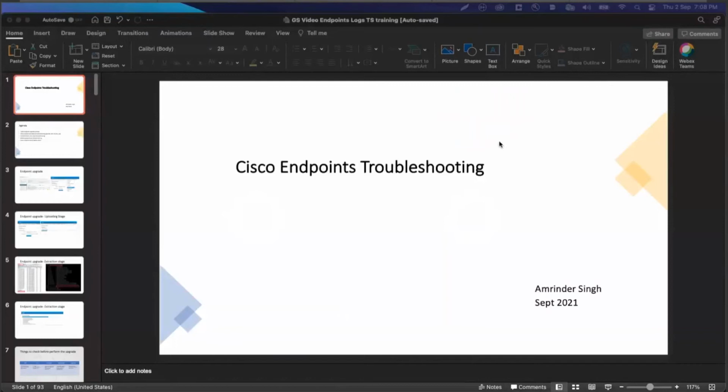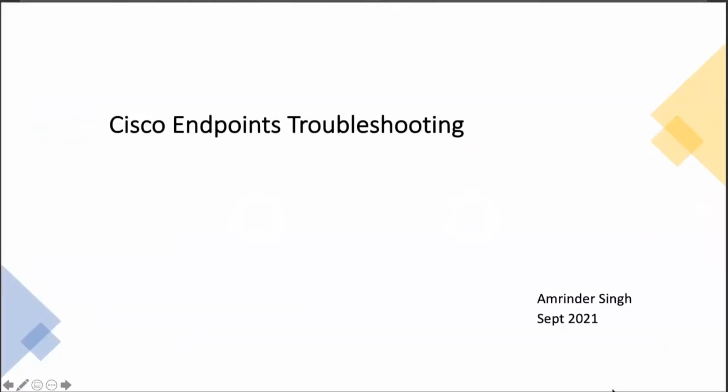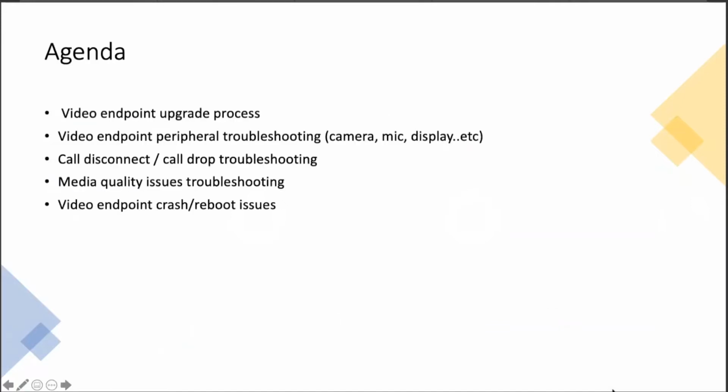Alright, guys. So today in this session, the agenda for today is we are going to talk about endpoints. We are going to talk about the basic troubleshooting that you can do to troubleshoot issues regarding upgrades. If there are issues with the peripherals which are connected to our devices, if there are call disconnects, is any RCA required?